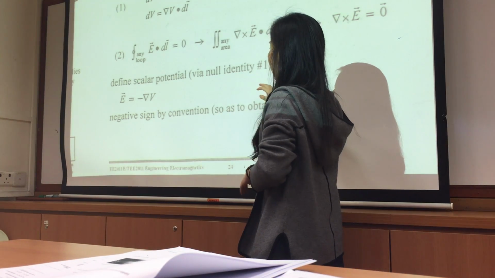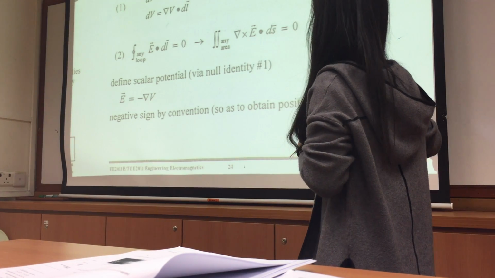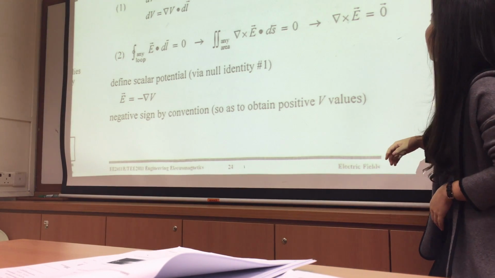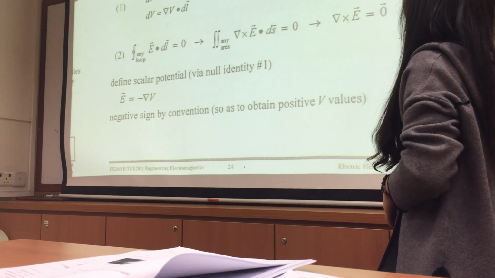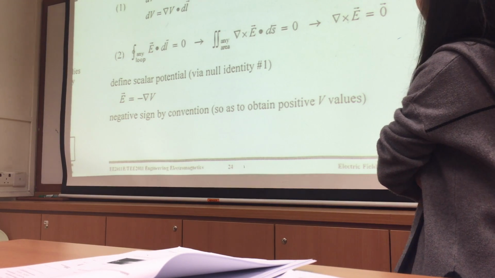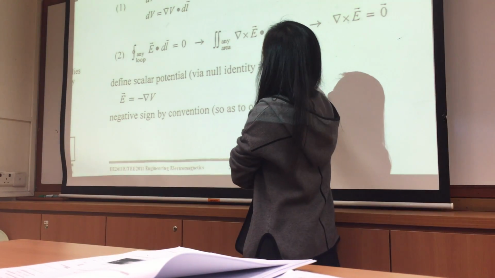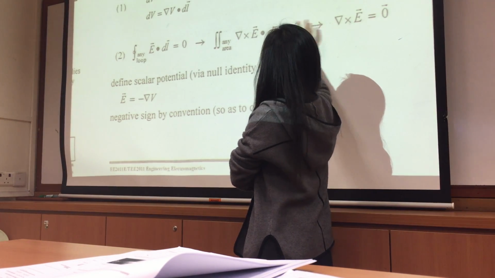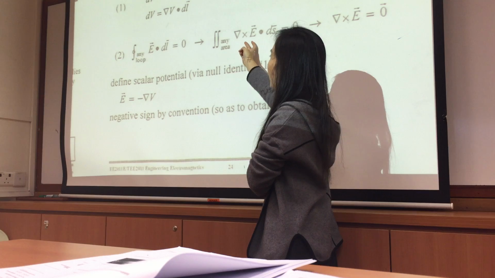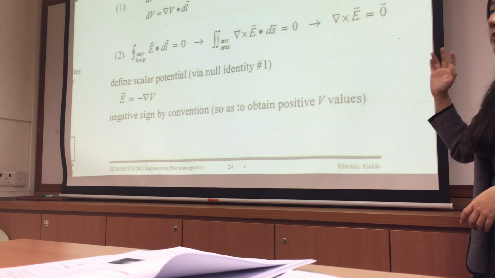Define scalar potential by a null identity. The 0 has a direction. Curl of E. Why is 0 a vector? Because this one is a vector, and you need a vector dot a vector, so this one should be a vector. That is why it has a direction. But it doesn't matter. It's a very small deal.